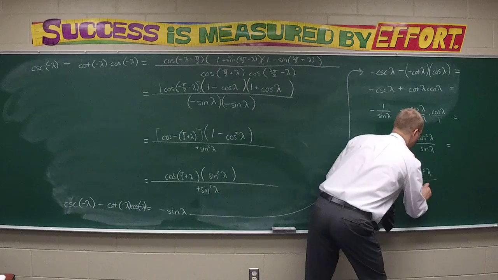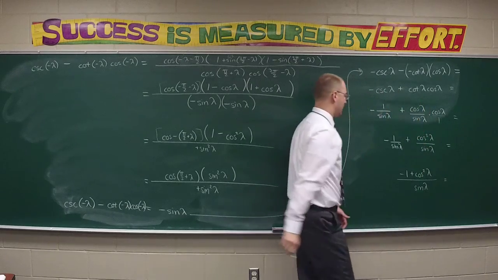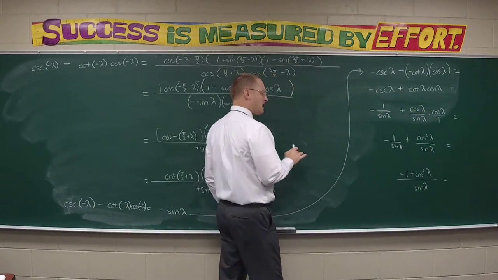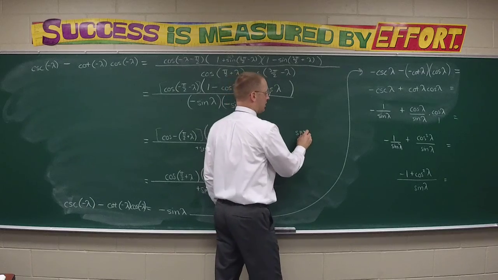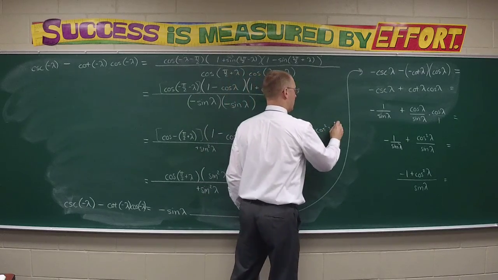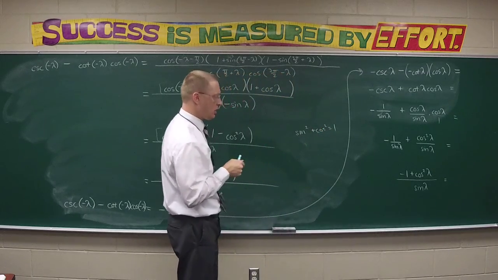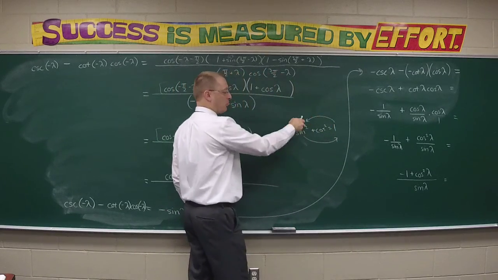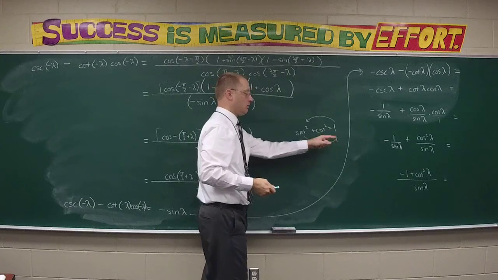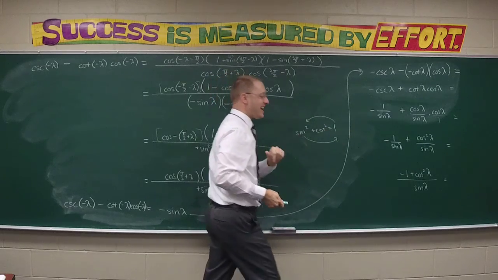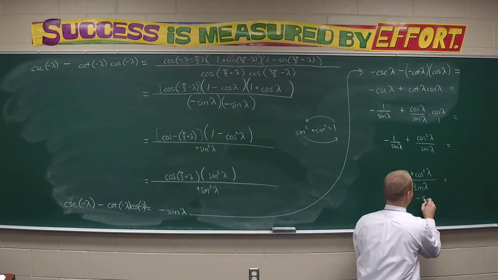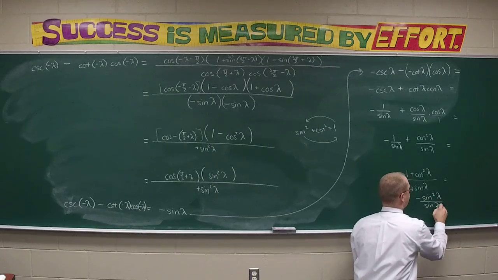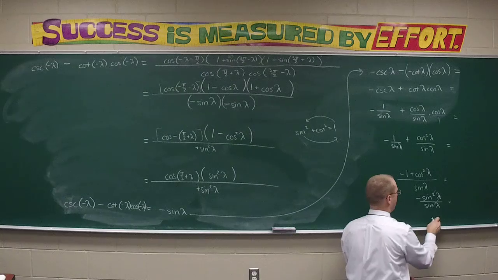all over sine. I want to do the Pythagorean theorem on top. What's the actual identity? Sine squared plus cosine squared equals 1. Could I get a negative 1 plus a cosine squared? Double switch the sine. That would give me negative 1 plus cosine squared equals negative sine squared. So this would give me a negative sine squared lambda over sine lambda. Cancel one of the sines, and you get negative sine.